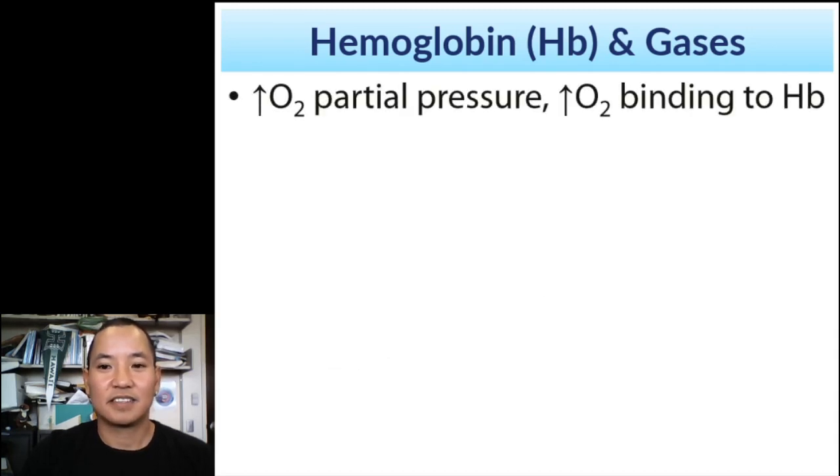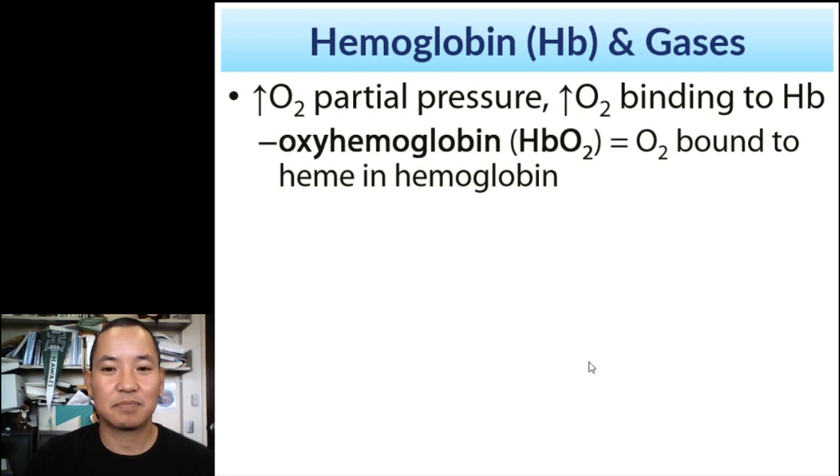Alright, so again, we'll talk about hemoglobin. Hemoglobin, again, is that protein you find in red blood cells. So what happens when you increase partial pressure? Well, you increase the oxygen binding to this special protein called hemoglobin. Then you have something called oxyhemoglobin. I'll be using this abbreviation a lot in this lecture. Hemoglobin will be abbreviated as Hb, so HbO2 is when you have oxygen bound to hemoglobin.